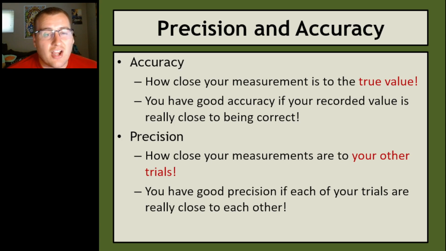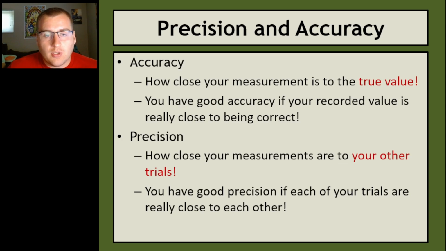Now, precision's not quite the same thing, even though in our day-to-day speaking, we might use the two pretty much meaning the same thing. Precision is when you have multiple measurements, how close they are together. How close all your trials are to each other. Not how close they are to the actual result, but just how close are they to each other. You have good precision if each of your trials are really close to each other.